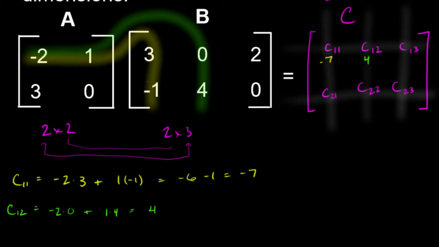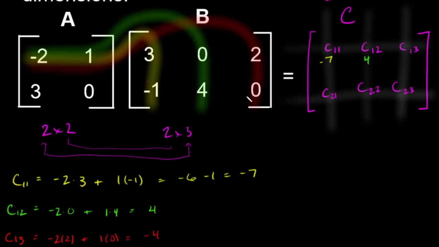This process continues where you use this naming scheme here to figure out what you use. So this would be first row, third column. So let's go ahead and do first row, third column. Okay. And write that down. So that's going to be C13 equals the first entry times the first entry, which is -2 times 2, plus the second entry times the second entry, which is 1 times 0. And you get -4. So that is your next entry, 1, 3.